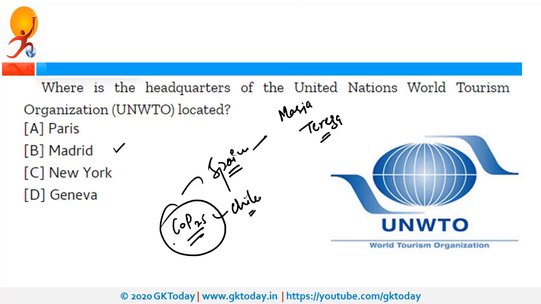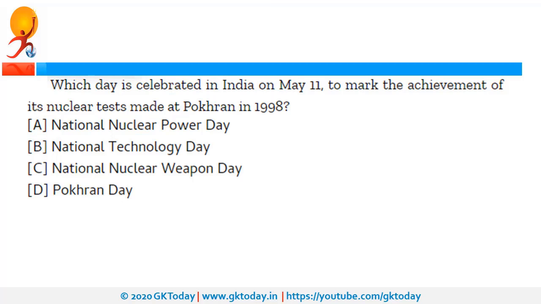COP stands for Conference of Parties, and it was a part of UNFCCC, that is United Nations Framework Convention on Climate Change, and COP26 is going to be in Glasgow, and recently it was in news as it was postponed to 2021.